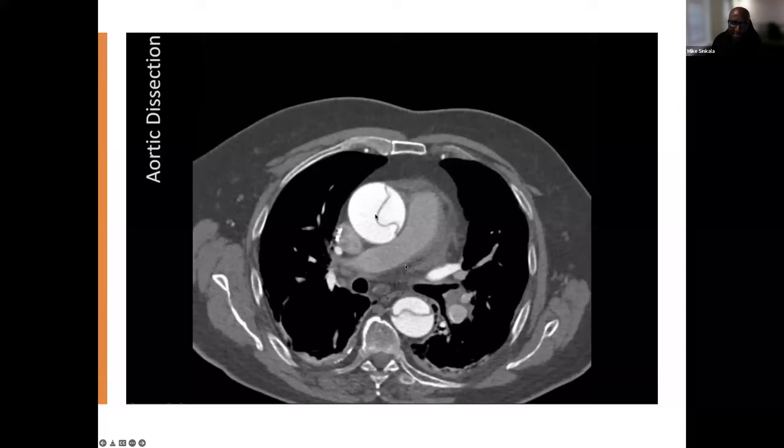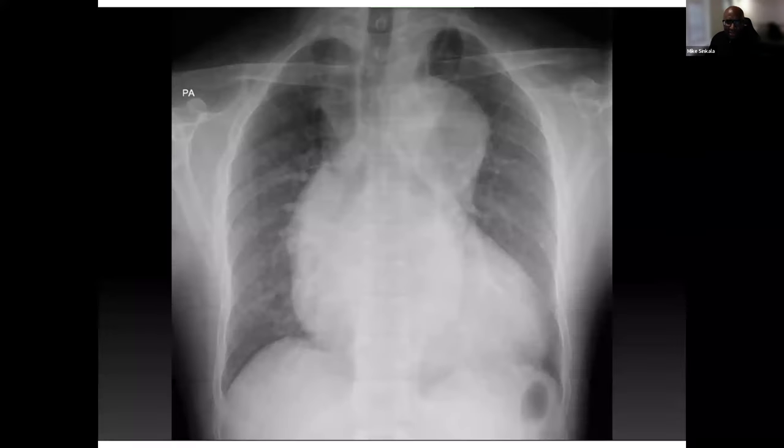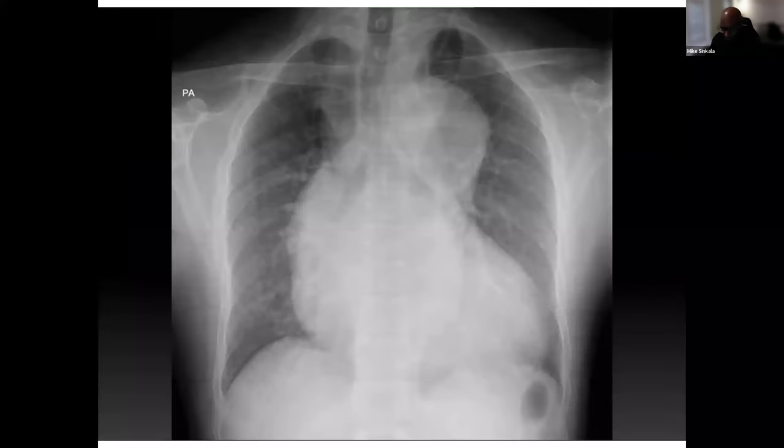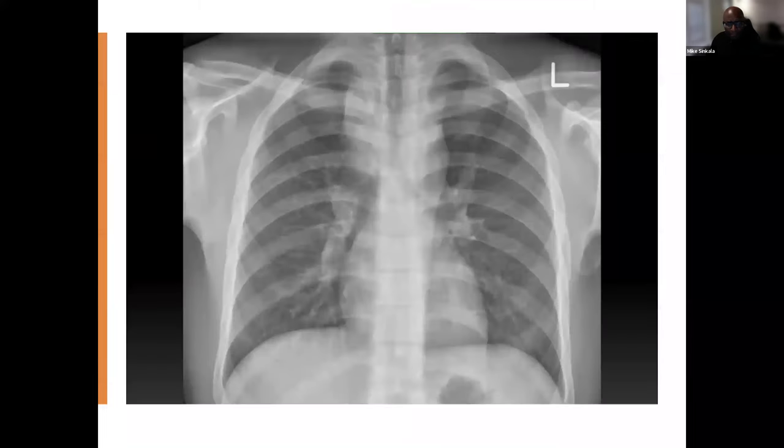So the ascending and descending aortas are dissected in this case. A picture like that should warrant a CT scan, or if you don't have one in your center, cardiology review should be considered a clinical emergency in this case.